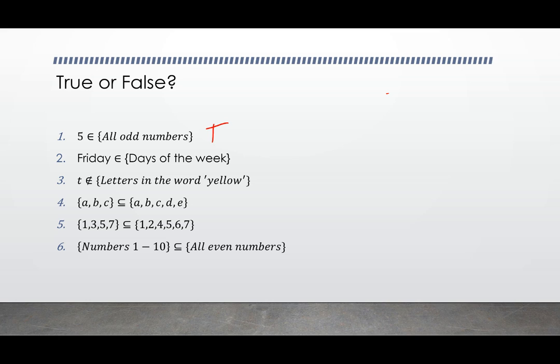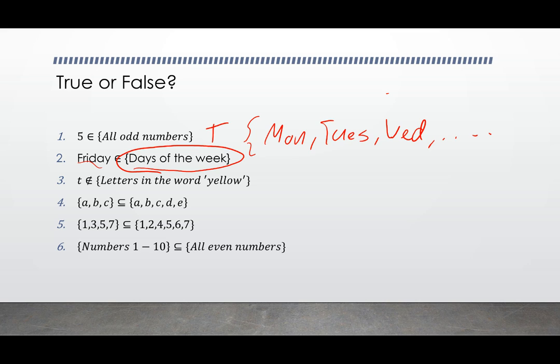Okay, now not necessarily math related, but it's still logic related. Friday is an element of the days of the week. So this set here, if I were to actually write it all out, this set would be Monday, Tuesday, Wednesday, right? I would have all the days of the week listed out. Of course, Friday would be included in that list. So Friday is indeed an element of that set. Friday is a day of the week. So that would also be true.